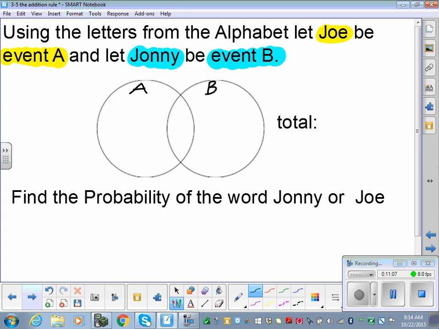Okay, so we've got to place these in our Venn diagram in the correct spot. So in event A, there's a J. Is there a J in B? Yes. So it's got to go in the intersection. Is everybody okay with that? All right, so now I'm going to go back to A. There's an O. Is there an O in B as well? Yes, so it's in both. So we've got to put it in the intersection. Then there's an E. Is there an E in B? No, so E is going to go over here. Questions on that?